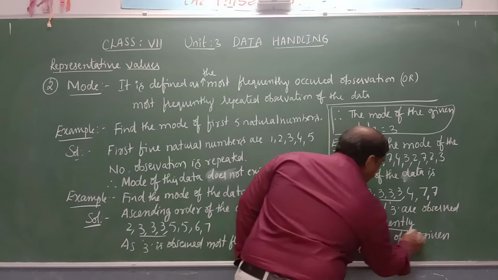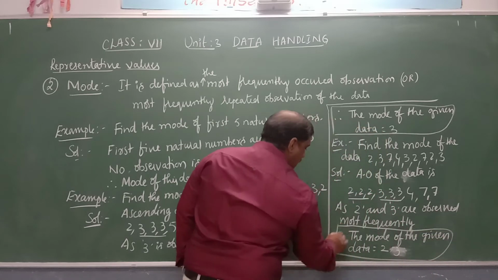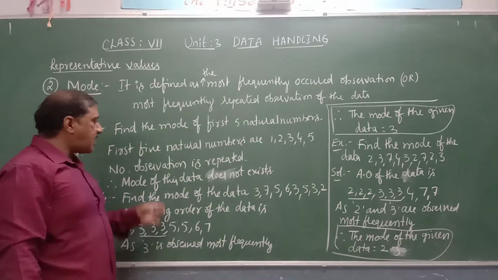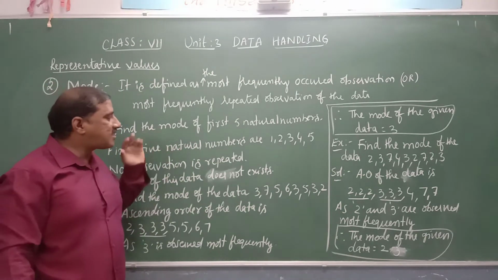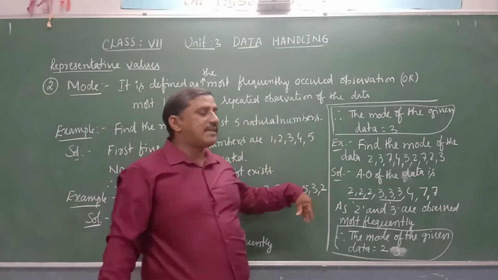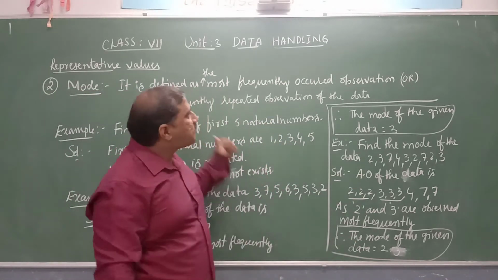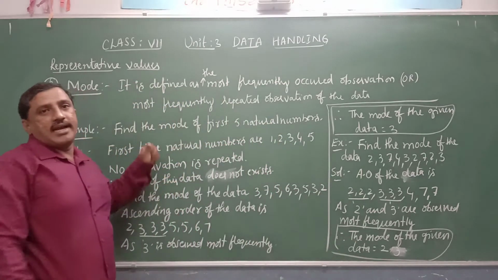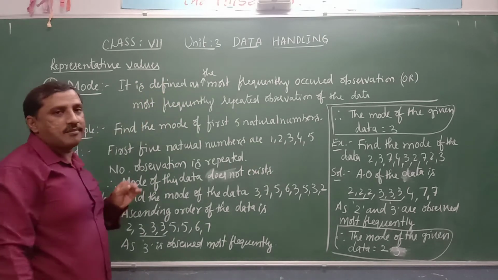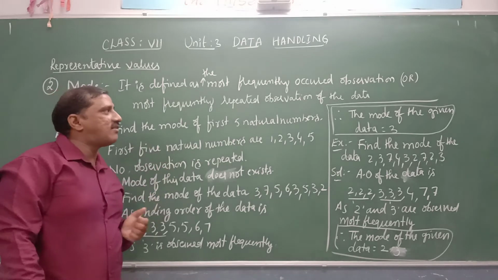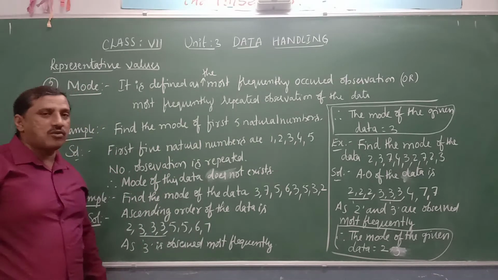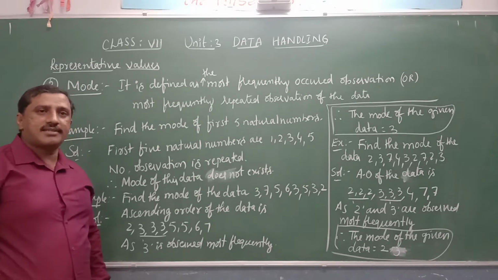So what is the mode of the given data? It is 2 comma 3. So here two modes are there. Here one mode is there and here there is no mode. Mode does not exist. So for some data we may get more than 2 modes also. So what is mode of the data? It is defined as the most frequently occurred observation or most repeated observation of the data. Is it clear, children, how to find the mode of the given data? Yes.